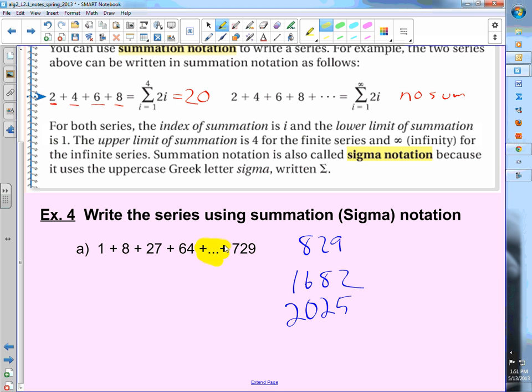So once you recognize that they're the cubes, your goal is to find the cubes. 1, 8, 27, 64. What's after 64? 125, which is not shown. After 125, 216, which is not shown. After 216, 343, not shown. 512, not shown. And then your 729, which is shown.